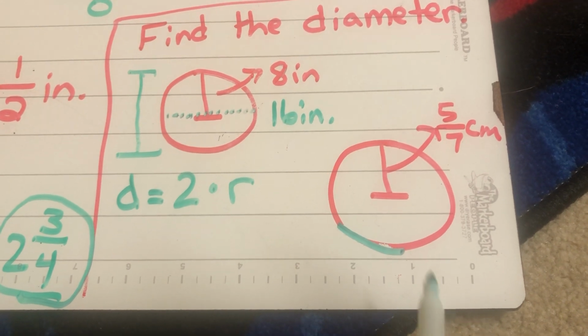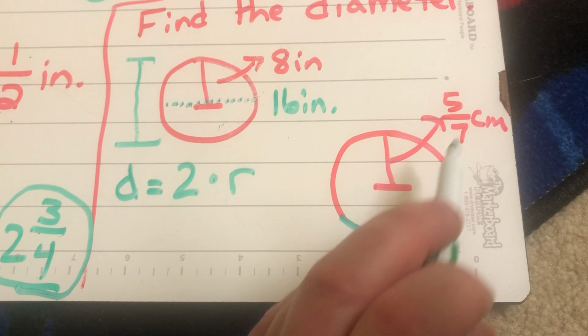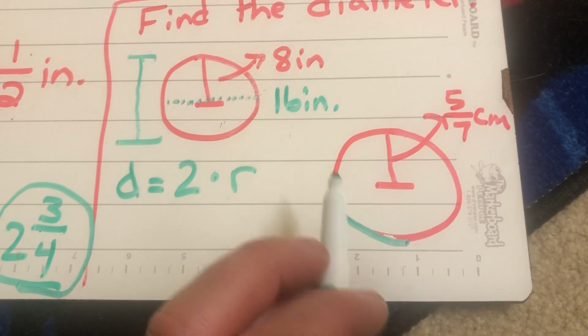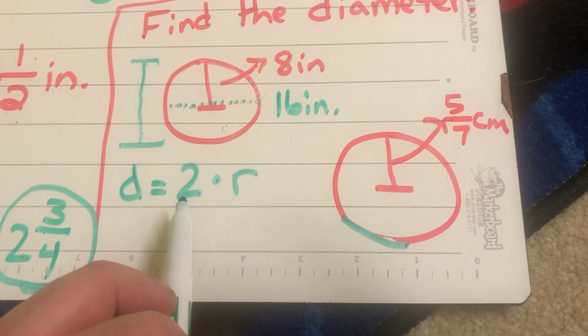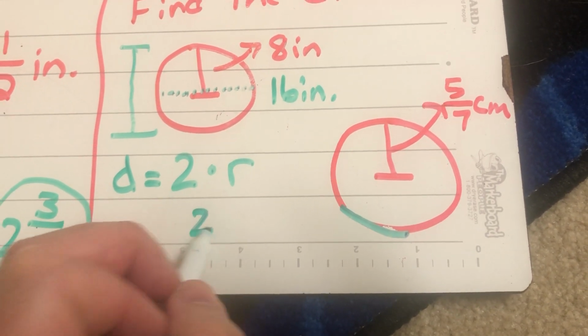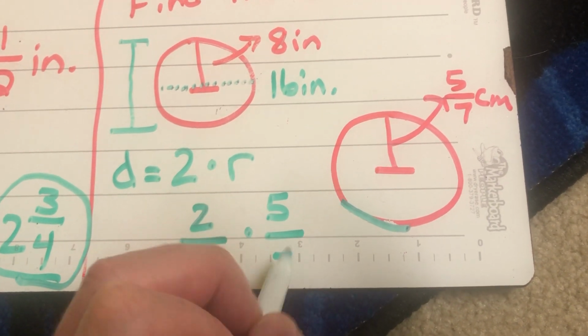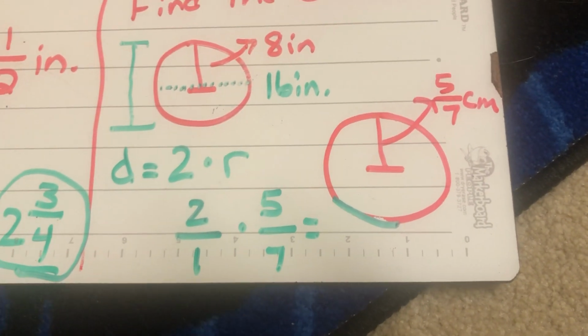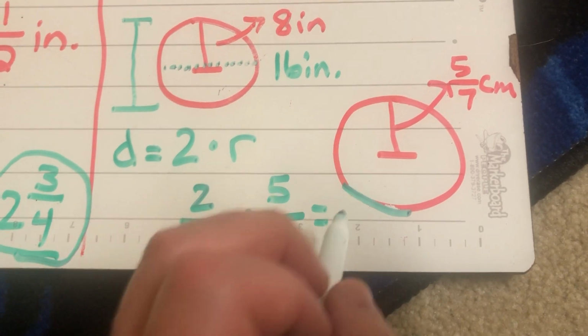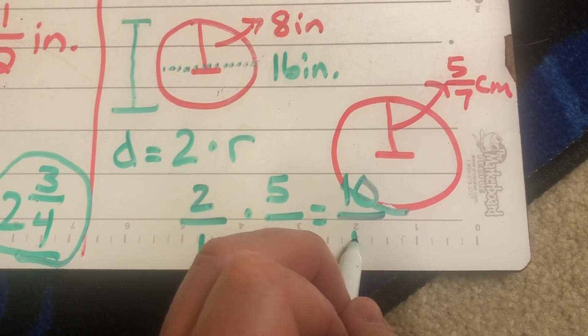5/7 centimeters. Well, I know that the radius is 5/7 centimeters, but I need to know the diameter. So I have to do 2 times the radius. So I know that it's going to be 2 over 1 times 5/7. I don't need to flip anything because it's just a multiplication. 2 times 5 is 10. 1 times 7 is 7.